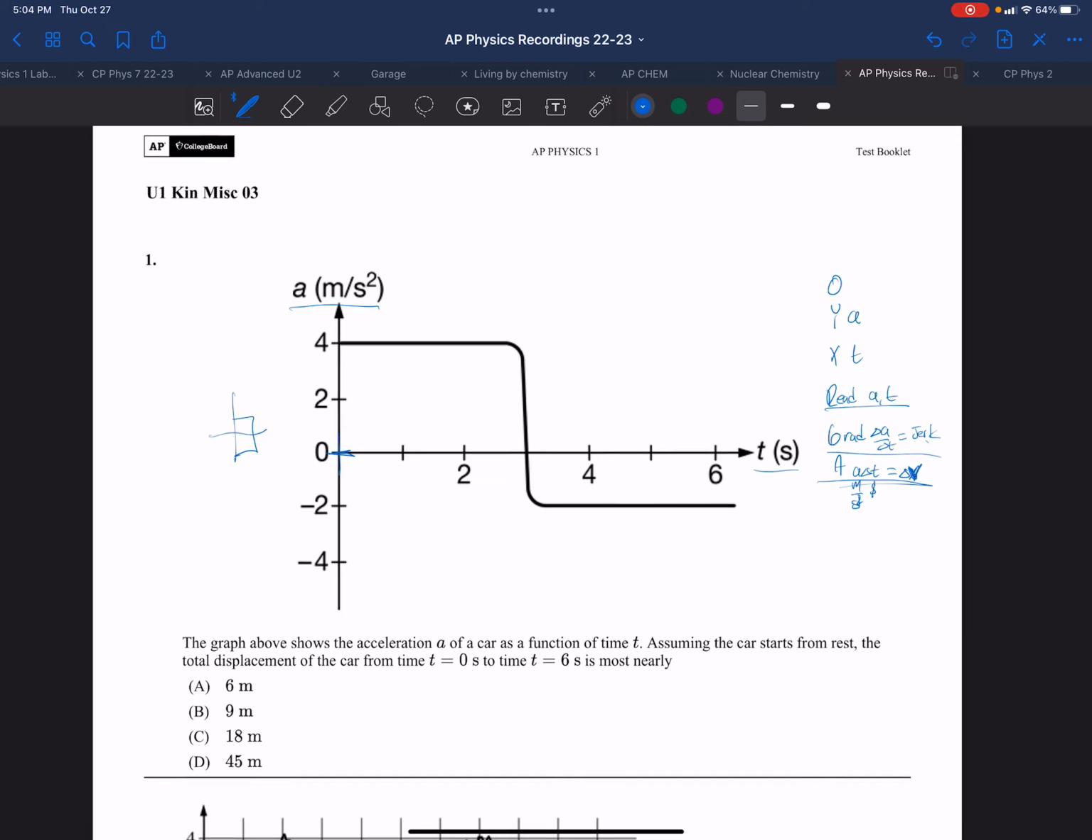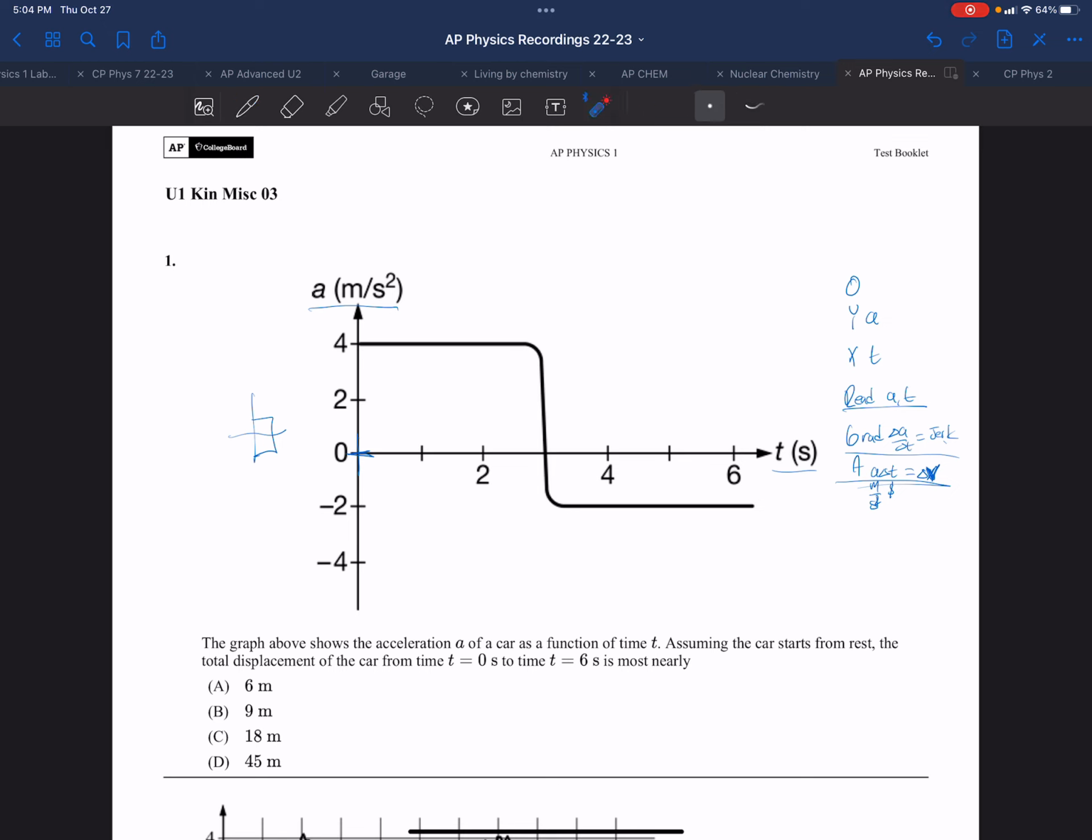off the graph. So what we might just notice is that the acceleration is a constant 4, and then it shifts almost instantaneously to -2. And again, it's constant. So there's almost this discontinuity here where it shifts from 4 to -2.